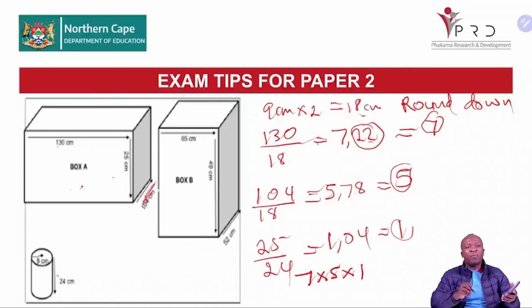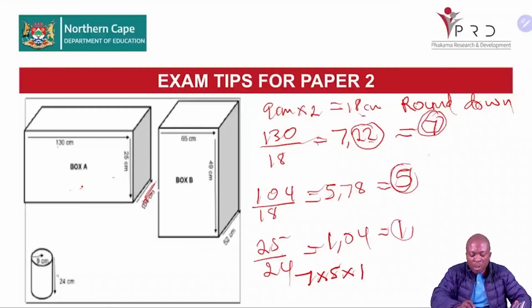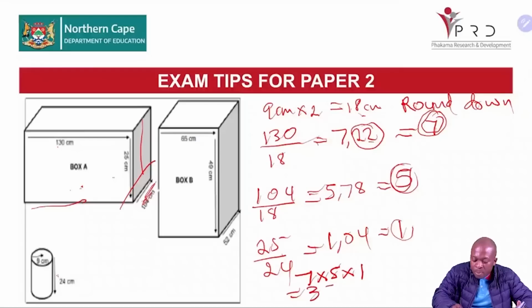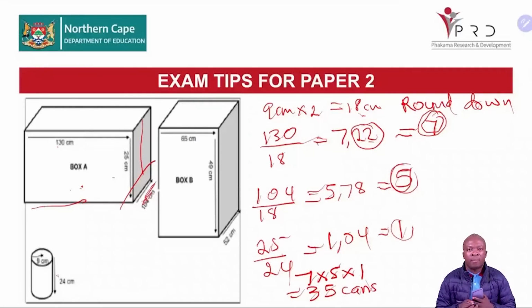Once you press the ones with the decimals, you are talking about volume. But now we are talking about what? Volume in a practical term. Therefore, we use the rounded down values. So we will take our 7 times 5 times 1. It means we can put 7 on this line, we can put 5 on that line, and then there's only going to be one stack. So our answer is 35, meaning in box A, we can put 35 cans. You are done. Whether it's 6 marks or 7 marks or 8 marks, you are done.